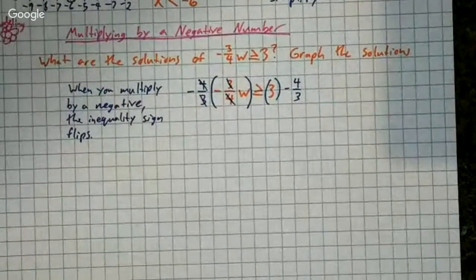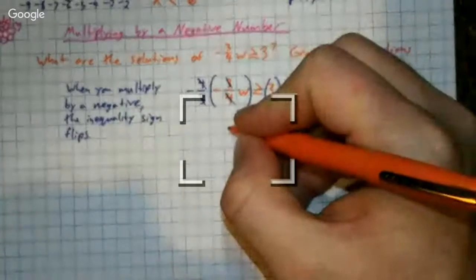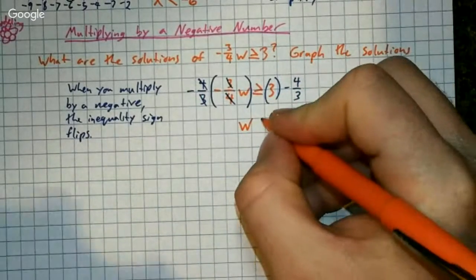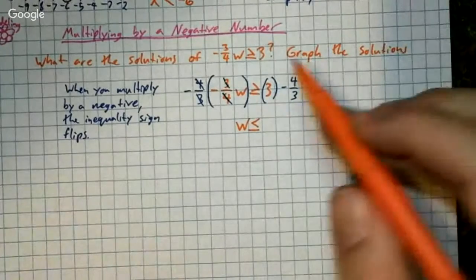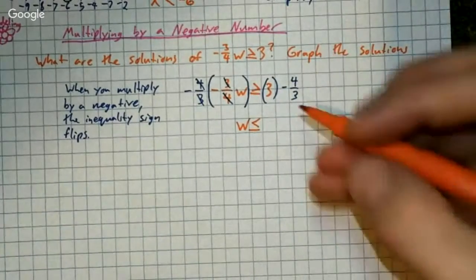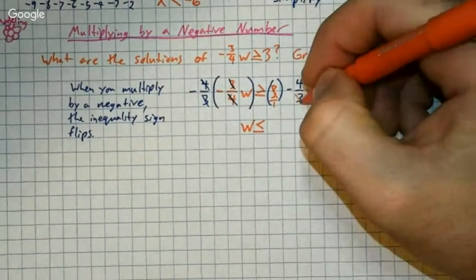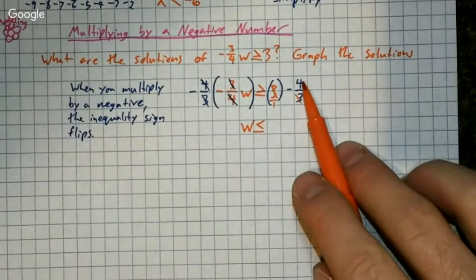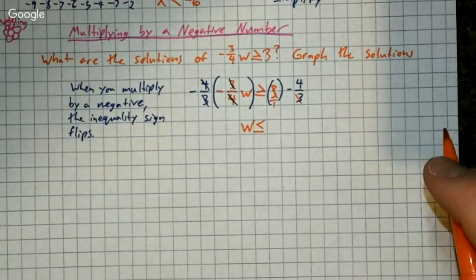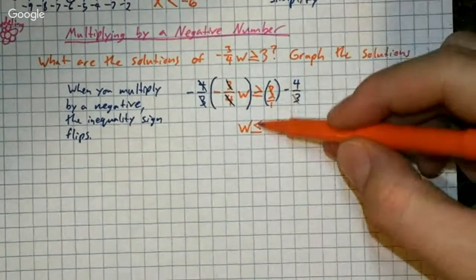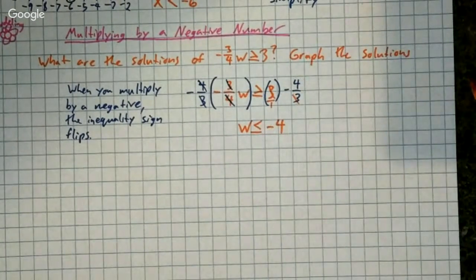So we're going to rewrite now and simplify. Since all of these canceled out, we're going to have W. It was greater than or equal to. Now it's going to be less than or equal to 3 times negative 4 over 3. Obviously, we can write 3 as 3 over 1. These 3's will cancel out as 1. And it will be negative 4 over 1, or simply negative 4. So we've simplified. We've flipped our sign because we multiplied by a negative. So W is less than or equal to negative 4.